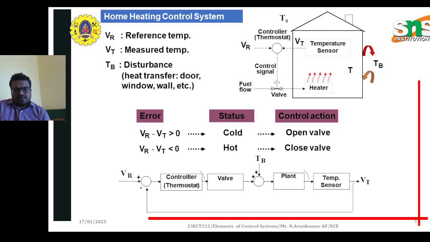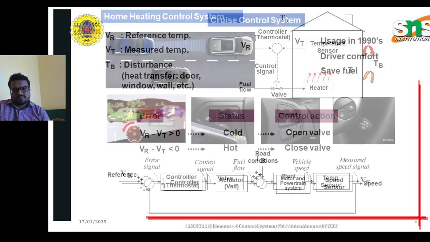Here they are given some error conditions. If the temperature is higher than the voltage level, then it is cold. If the temperature is less than the threshold voltage, then it is hot. If it is open, then the temperature is high level, and if the temperature is low level, it can indicate the cold value. If it is less, then it is called a closed value. Like that, we can use the control system elements for particular operations.